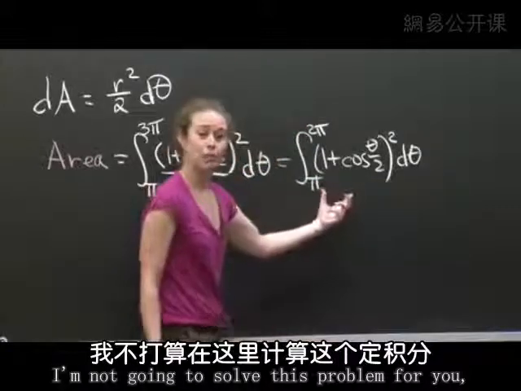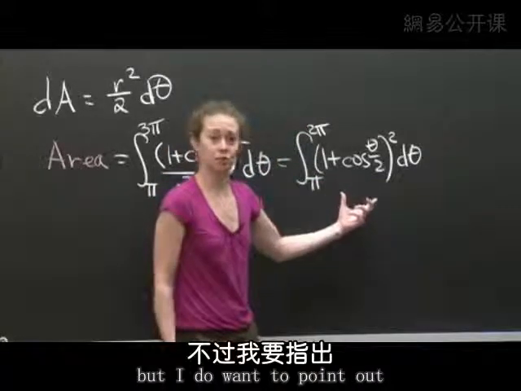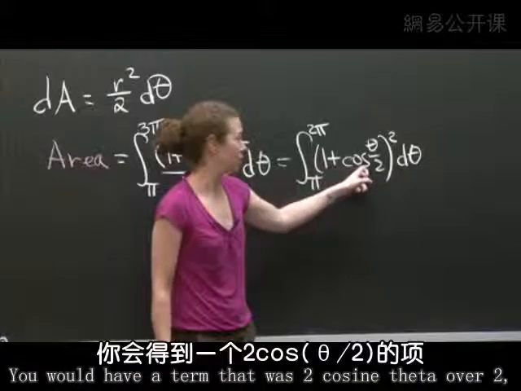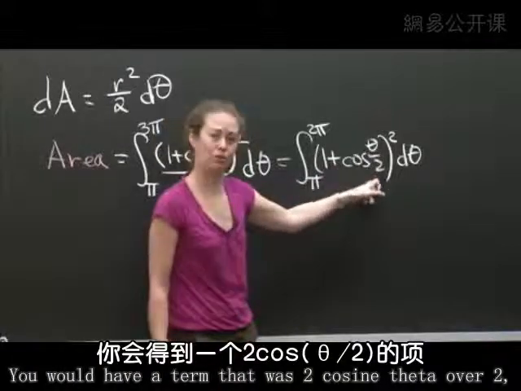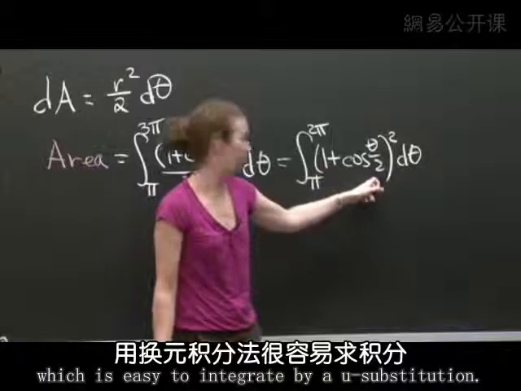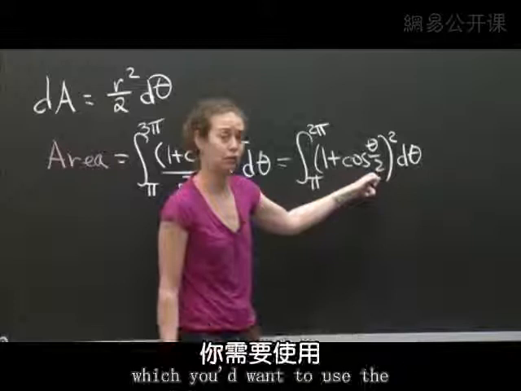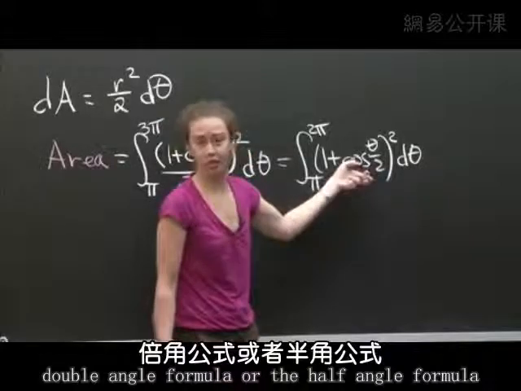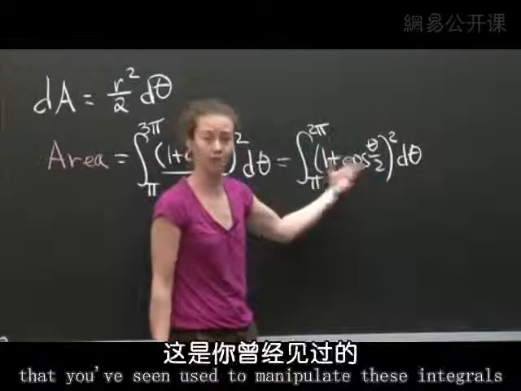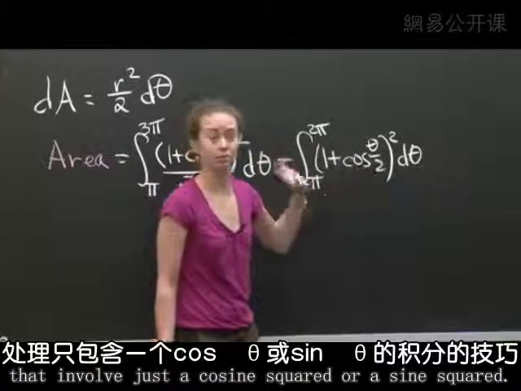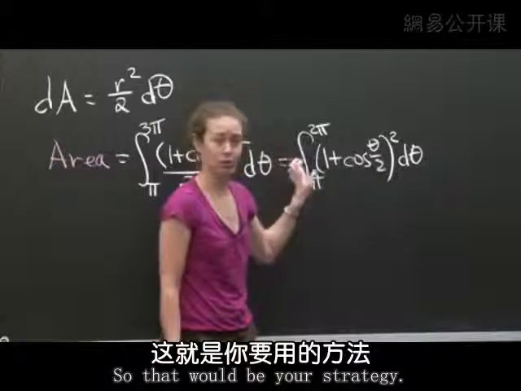I'm not going to solve this problem for you, but I do want to point out the kinds of terms you would have. You would have a constant term. When you square this, you would have a term that was 2 cosine theta over 2, which is easy to integrate by a u substitution. And then you would have a cosine squared theta over 2, which you'd want to use the double angle formula or the half angle formula that you've seen to manipulate these integrals that involve just a cosine squared or a sine squared. So that would be your strategy.